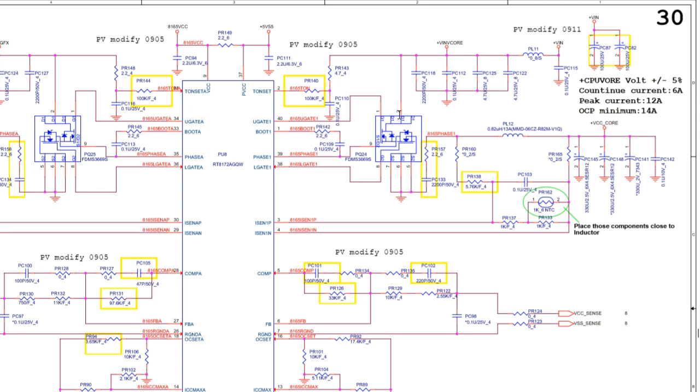Here we have basically a double MOSFET. This is a double MOSFET IC, okay? And we have inductor and we have chemical capacitors, many chemical capacitors, because the processor needs an exact voltage. And over here, as you can see, we have the plus VCC core, the working voltage for the processor, the plus VCC core, as you can see.